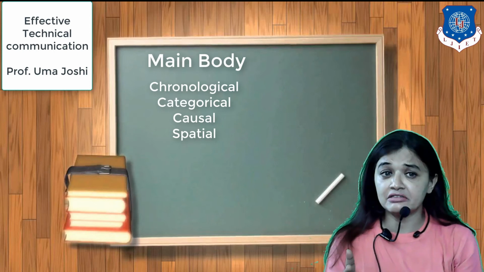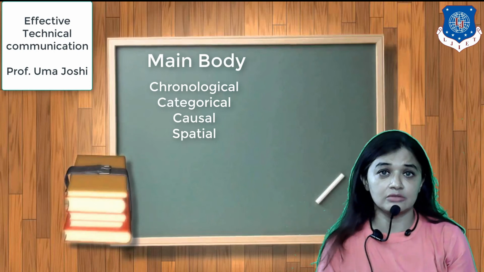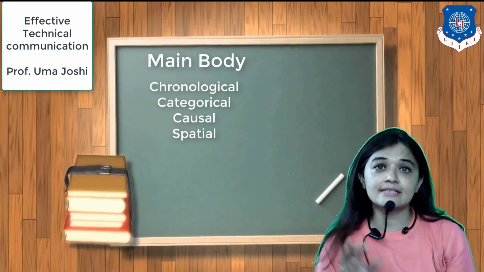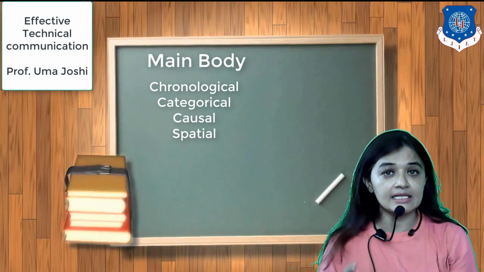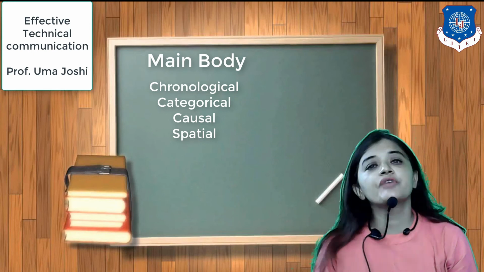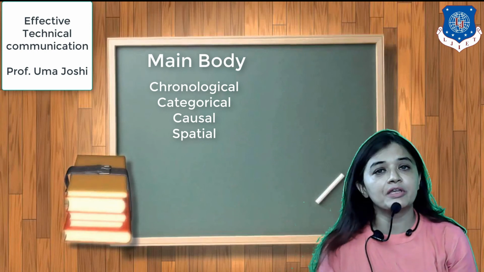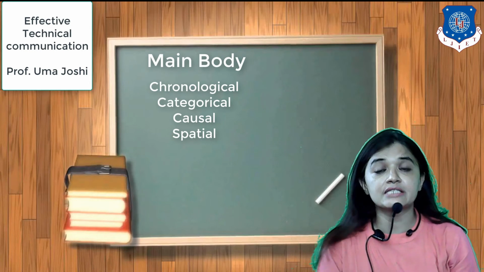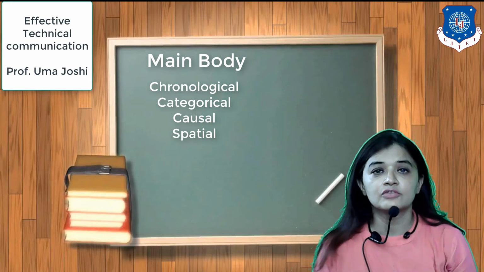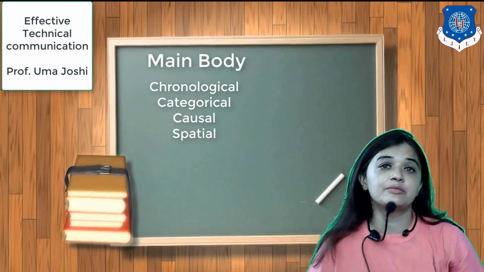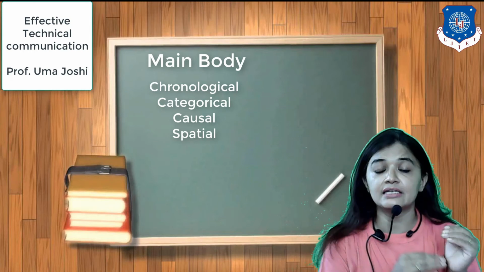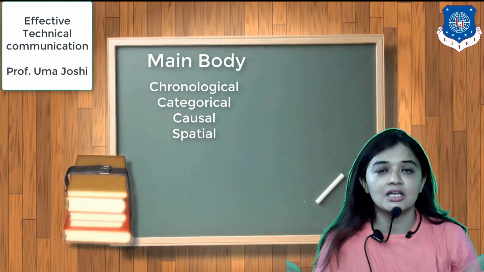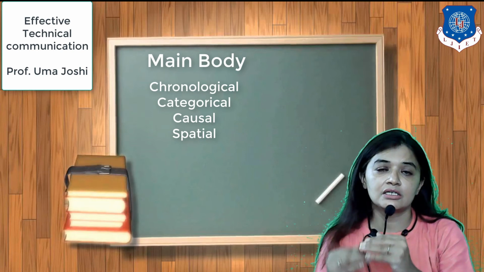Now the second method of organizing content is the categorical method. So again, as the word suggests, categories means types. So when you're talking about topics like, say for an example, types of listenings. So you are telling different types of listenings. You are categorizing it into different types. When the information is too much, we have to break it into the types.